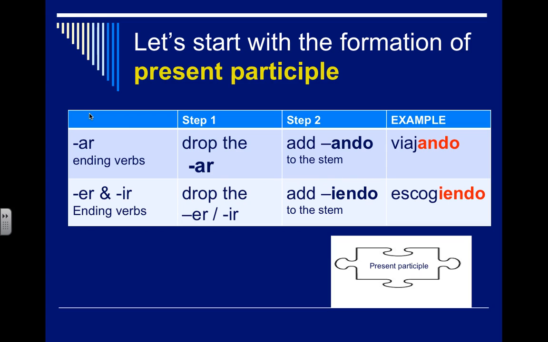Now for verbs that end in ER and IR, you're going to drop that ending, the ER or IR, and you're going to add IENDO. An example, escoger would be escogiendo. So regular present participles: add ando or iendo, simply dropping the AR, ER, or IR of the infinitive verb.